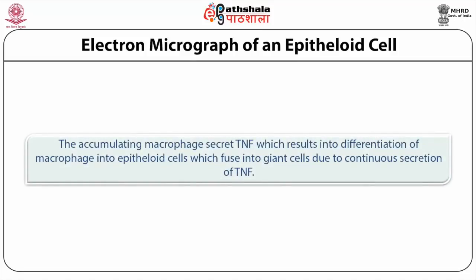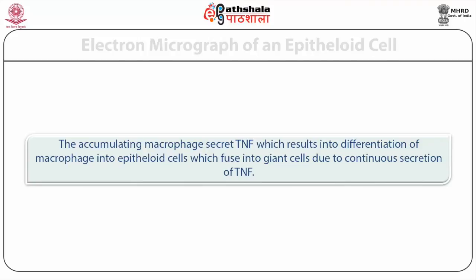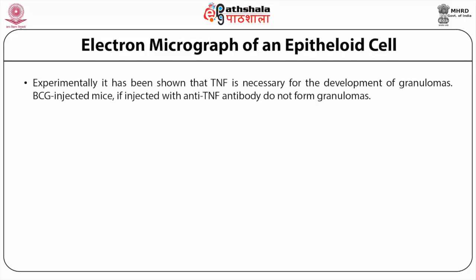The accumulating macrophages secrete TNF, which results in differentiation of macrophages into epithelioid cells, which fuse into giant cells due to continuous secretion of TNF. Experimentally, it has been shown that TNF is necessary for the development of granulomas. BCG injected mice, if injected with anti-TNF antibody, do not form granulomas.